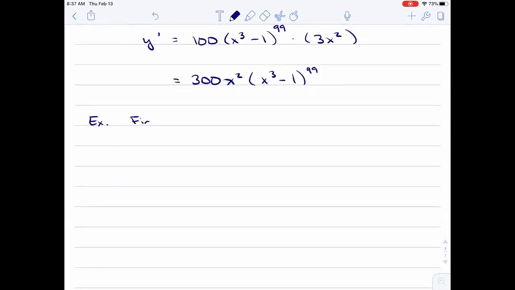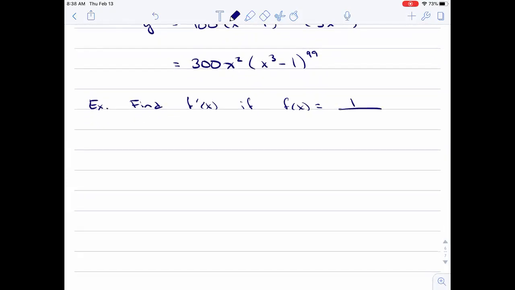How about another example? Find f prime of x if f of x is 1 over the third root of x squared plus x plus 1. First thing you see, right, should be that quotient rule, right? You've got a fraction here, so right away you're thinking quotient rule, and then your next thing that you're thinking is, how can I avoid using the quotient rule, right? Is there some way that I could rewrite this so I don't have to use the quotient rule so that I can use something else, right?